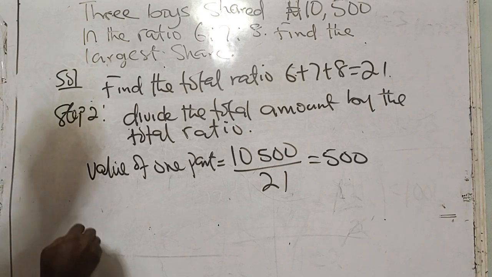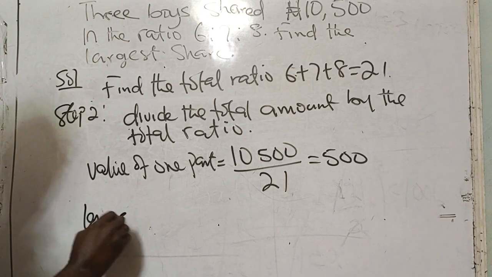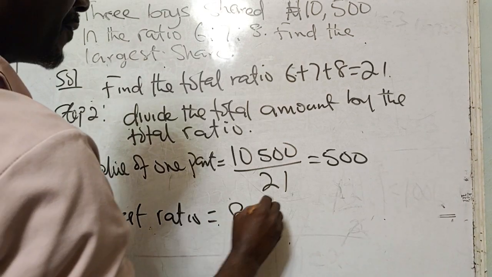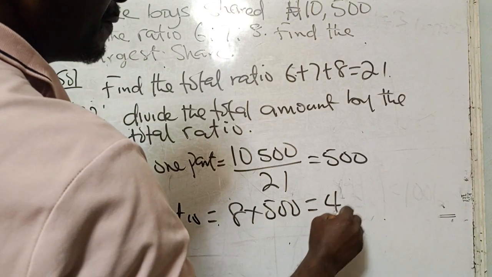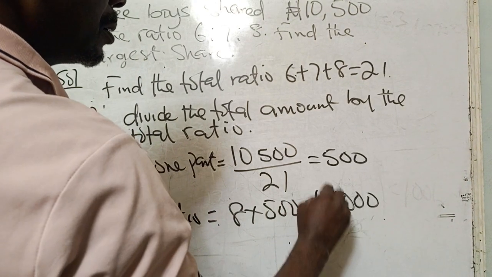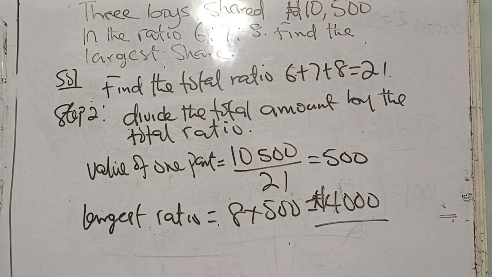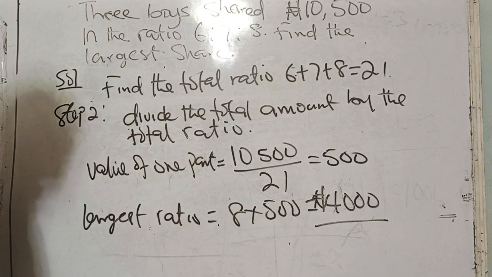Now, the largest ratio will give us 8 times 500, that will give us 4,000 naira. So the largest share is 4,000 naira. This is how you solve the problem.